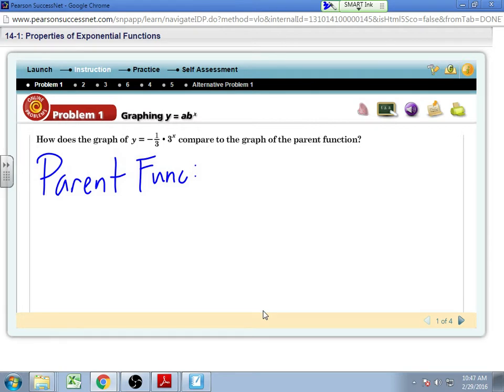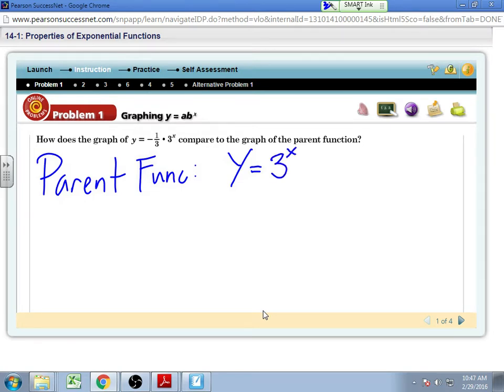Jacob? Y equals b to the x. But we can't just have b to the x. We need to know what that value would actually be. So it would be 3. Yeah, so my parent function here is y equals 3 to the x.